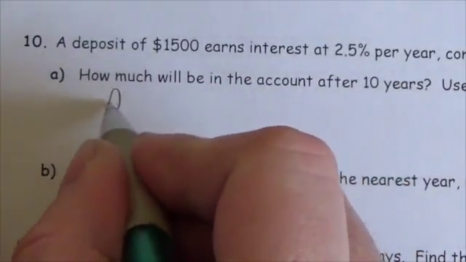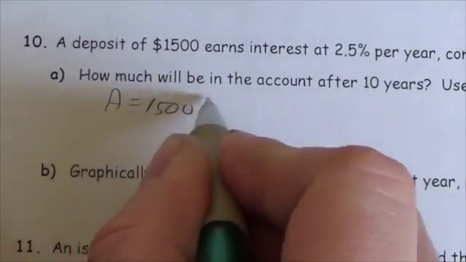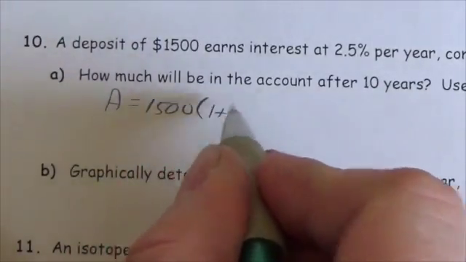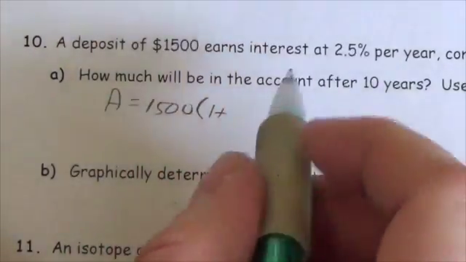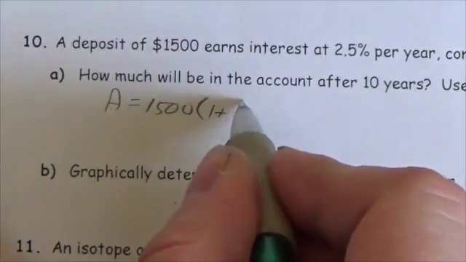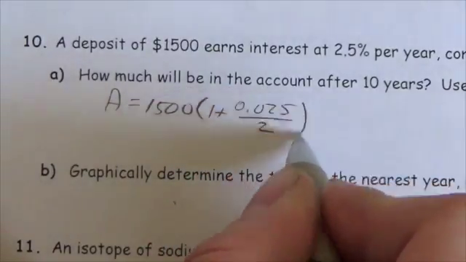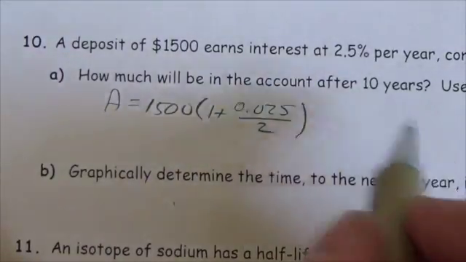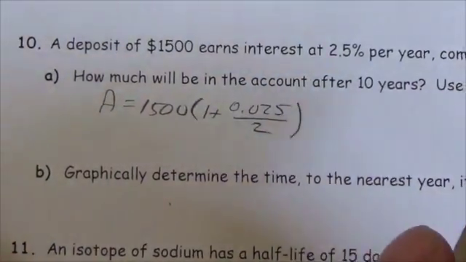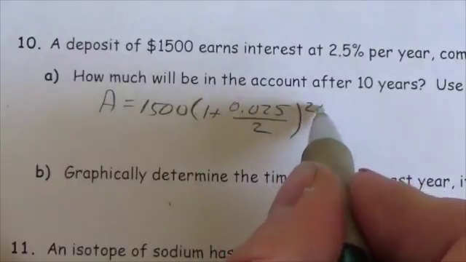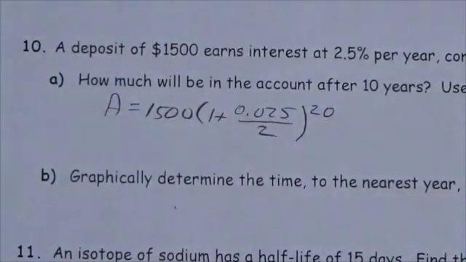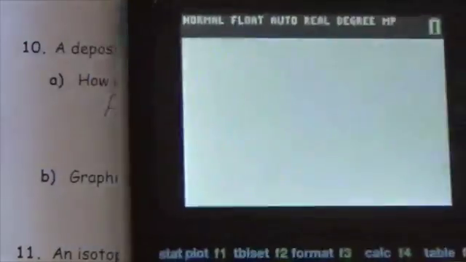So amount is going to be 1,500 times 1 plus, okay, we're going to take that 2.5%, 0.025. It's compounded semi-annually, so we'll divide by 2. And if it's going to be in there for 10 years compounded semi-annually, that's 20 compounding periods. So now we can just enter that on the calculator here.